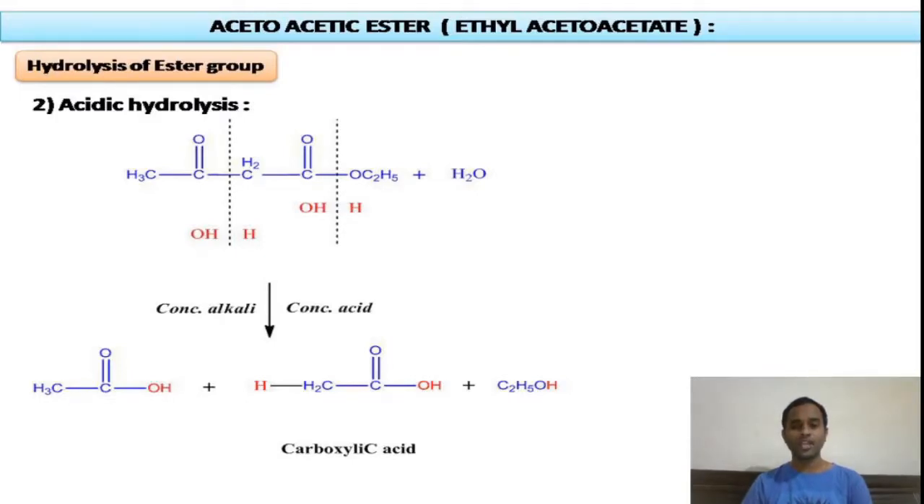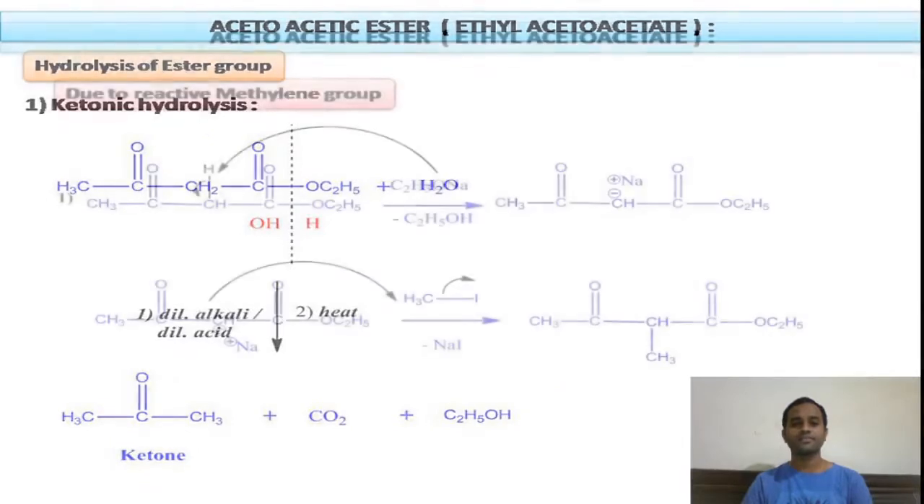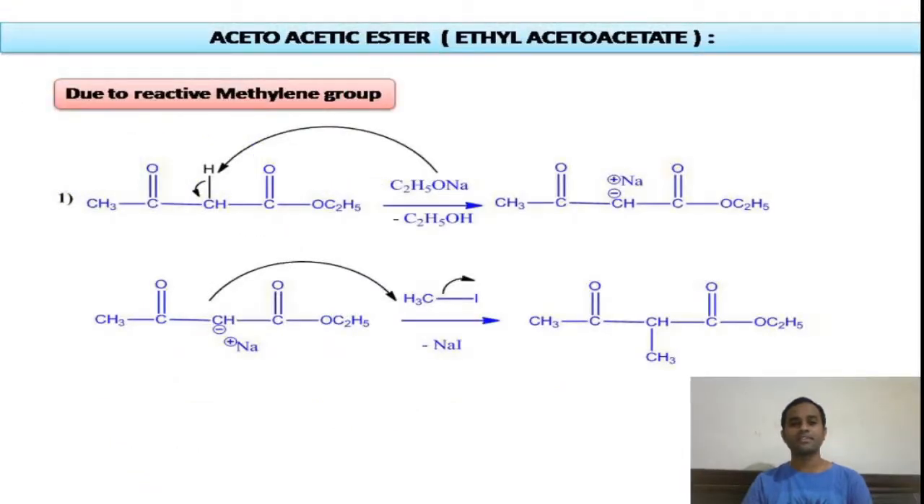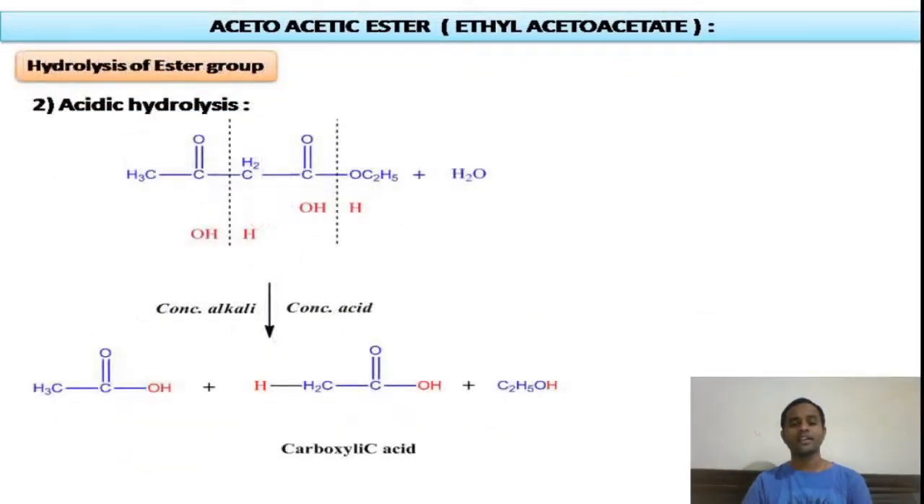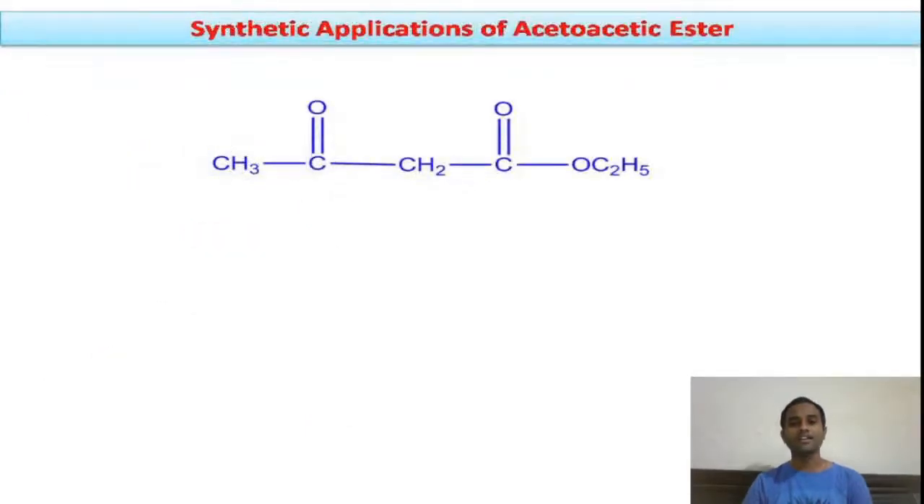Because of these two reactions, that is, one is reaction due to the presence of active methylene group, another is hydrolysis, which is of two types, that is ketonic and acidic hydrolysis, our ethyl acetoacetate has much synthetic importance. This is a very important tool in the hands of synthetic organic chemists. It is a most valuable synthetic reagent in synthetic organic chemistry area, right?